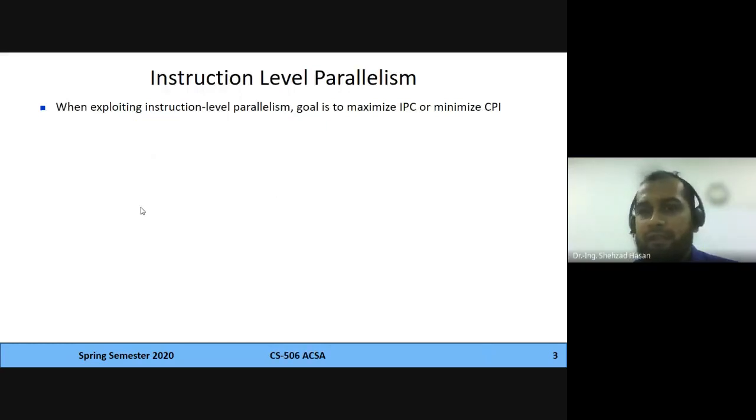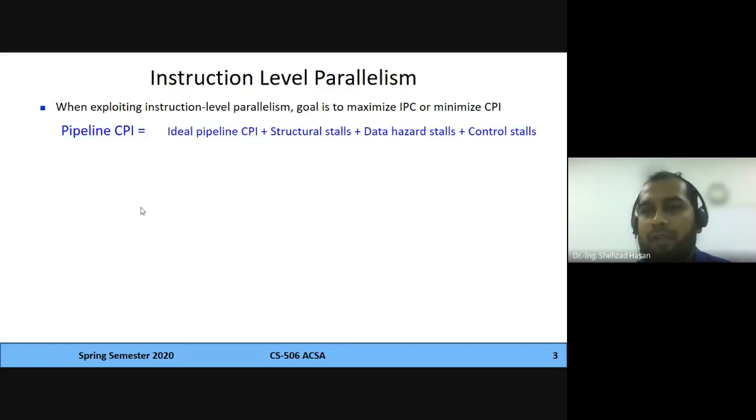Right. So the whole idea is, when you're talking about instruction level parallelism, our goal is to minimize the cycles per instruction or maximize the instructions per cycle. And when you're talking about pipelines and CPI, it's actually the ideal pipeline CPI, which is the best it can have. The best CPI the pipeline can have is obviously 1, because when everything is going fine, one instruction is going to take a single cycle, right?